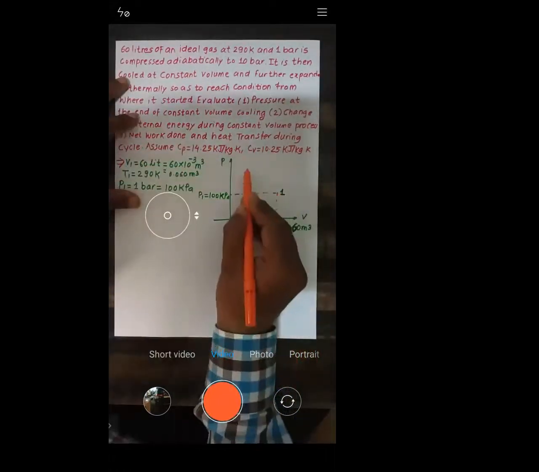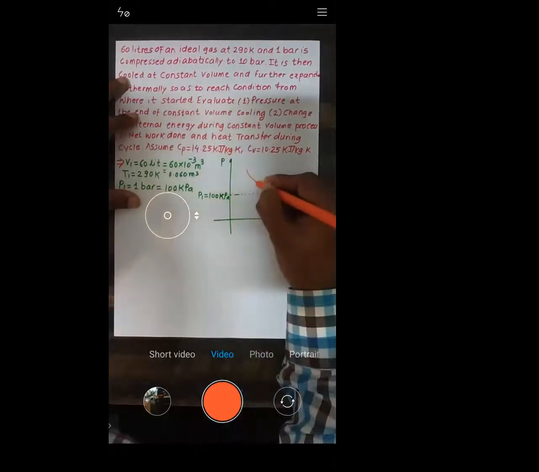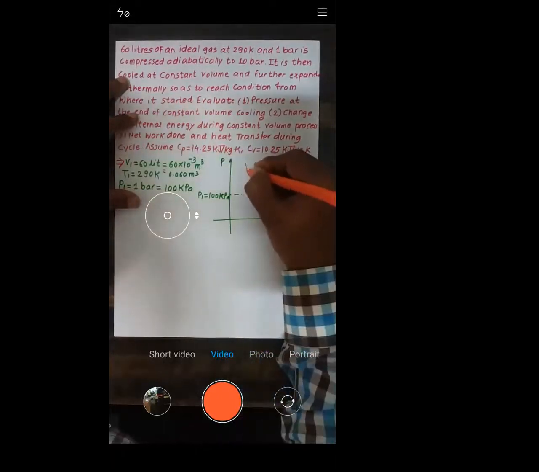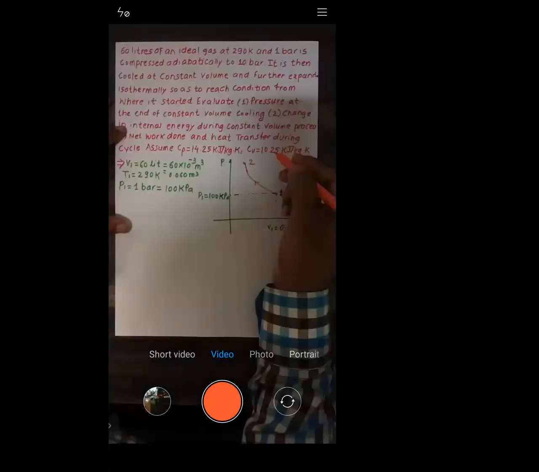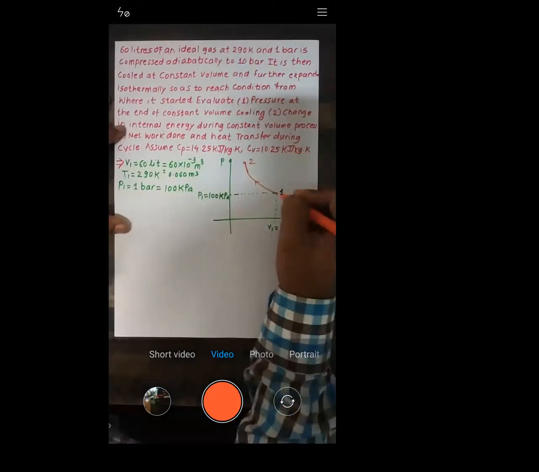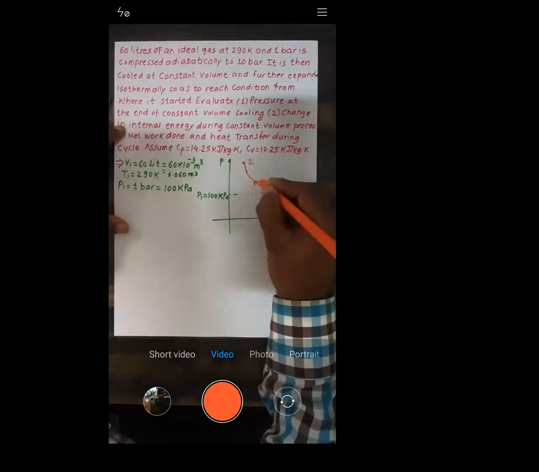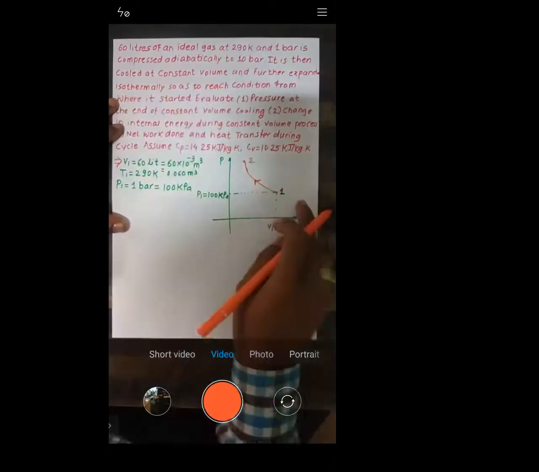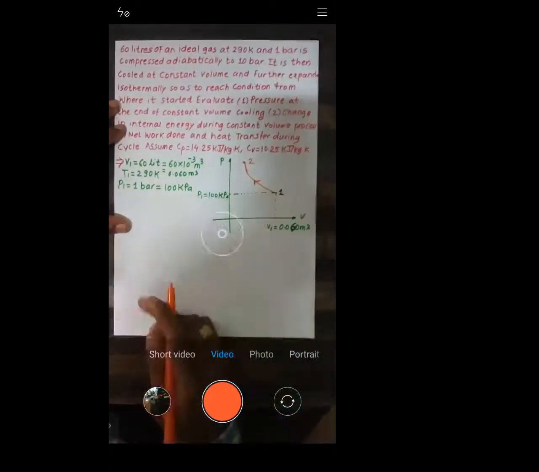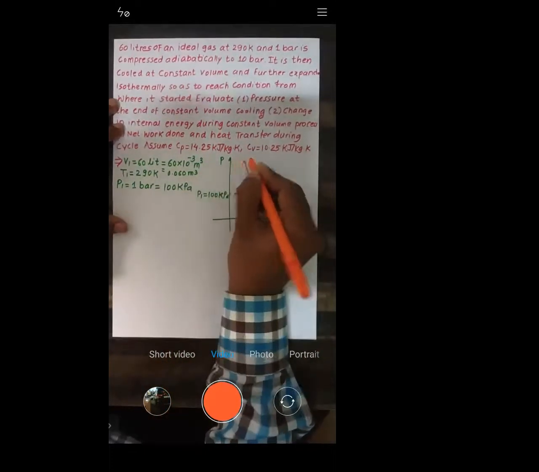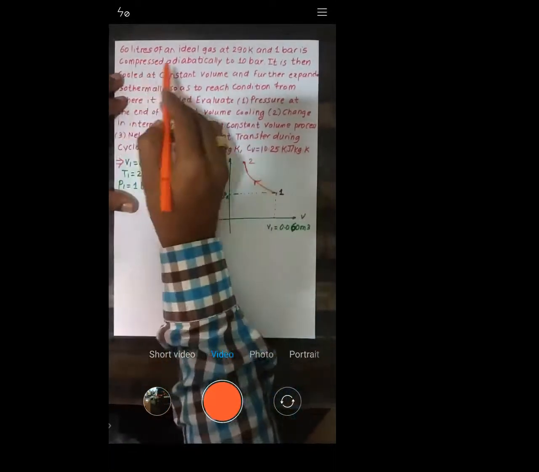Okay, so what I'll do, I'll just plot this process like this. Let's say we have reached point number 2 here. So this 1 to 2, it is nothing but a compression. You can see from 1 to 2, pressure got increased, volume got decreased. So we have reached point number 2. It is compressed adiabatically to what?